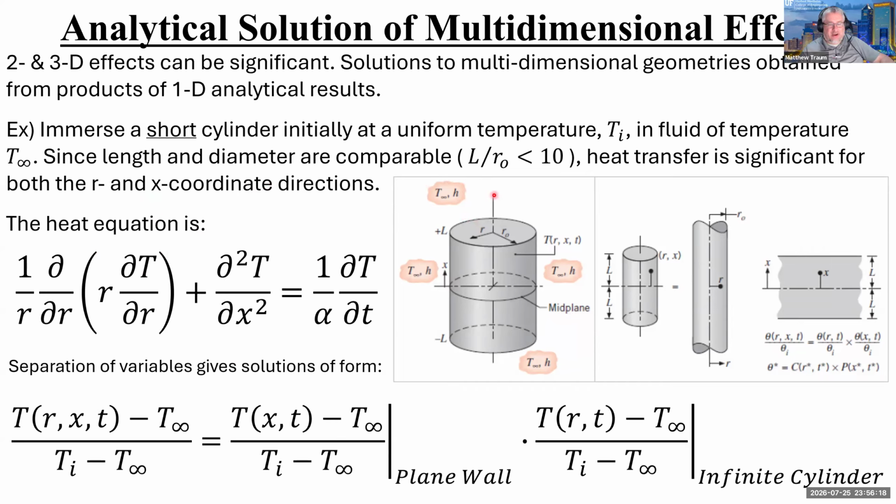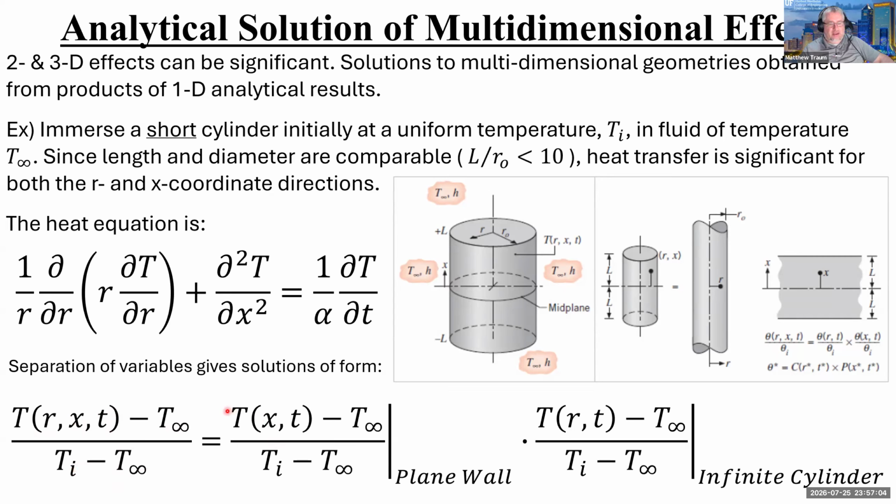Okay. So we get heat transfer both in the radial direction and in the axial direction, right? So it's two-dimensional heat transfer. The heat equation has both the X direction, the axial direction, and the radial direction in it. And then here's the time-dependent term. Separation of variables will give solutions of the form T as a function of r, x, and t, right? So here's the radial spatial direction, the axial spatial direction, and then the time dimension, minus T infinity, divided by the initial temperature minus the ambient temperature.